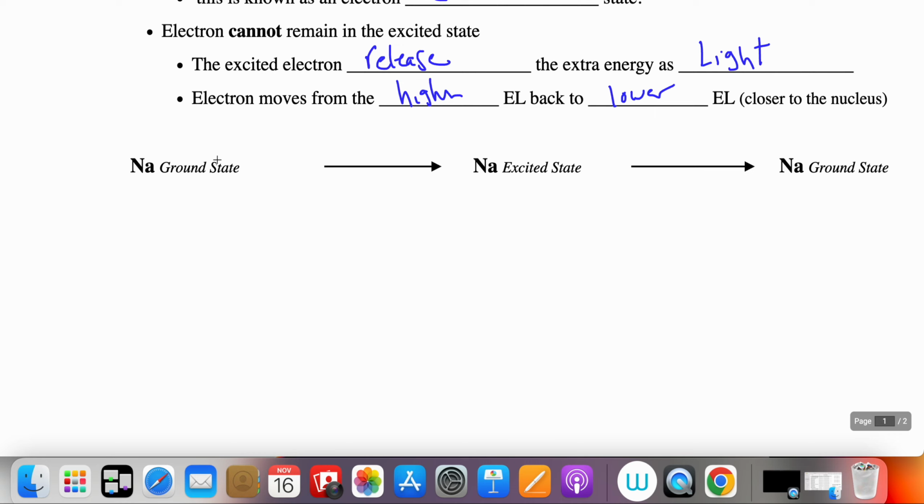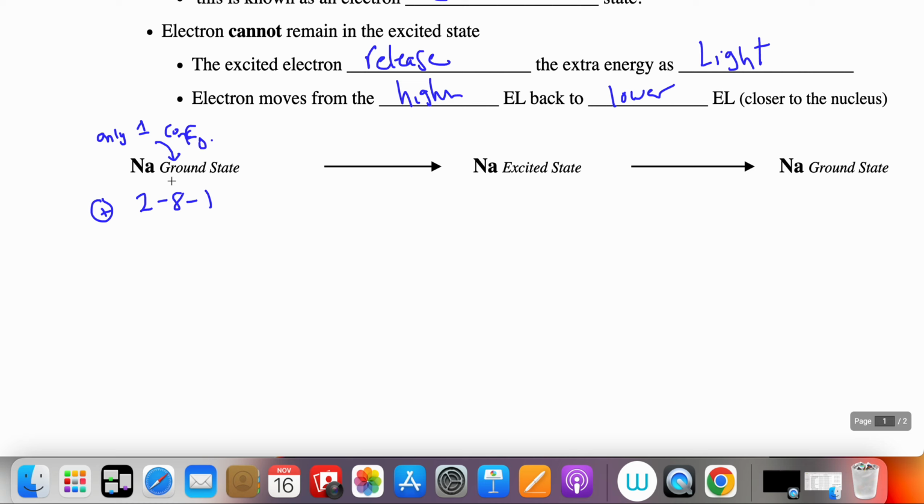So an example, sodium in ground state, okay? When you look on your periodic table, it gives you the configuration of 2-8-1. So here's its nucleus, 2 electrons in the first energy level, 8 electrons in the second energy level, and 1 electron in the third energy level. And for sodium, this is the only ground state. So for the ground state, there is only one configuration.